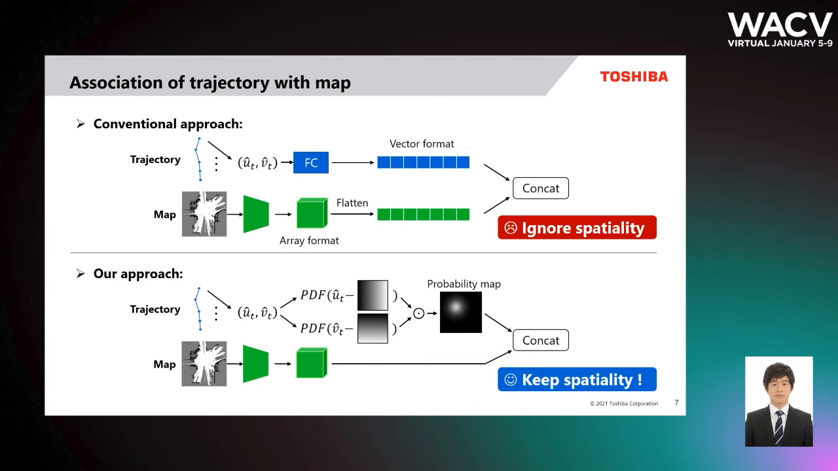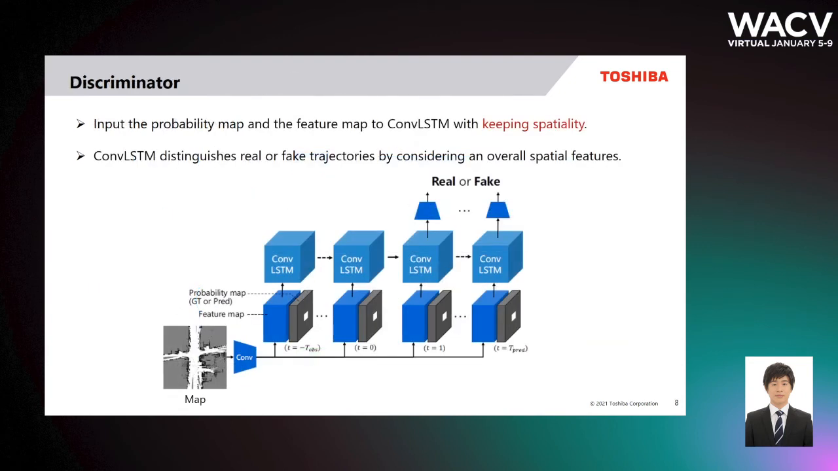In our method, we project the trajectory onto the map by using a probability density function (PDF) and convert it to a probability map. As a result, we can keep the spatiality. We input the future map and the probability map of the predicted trajectory to a convolutional LSTM, and the convolutional LSTM distinguishes real or fake trajectories by considering overall spatial and temporal features.